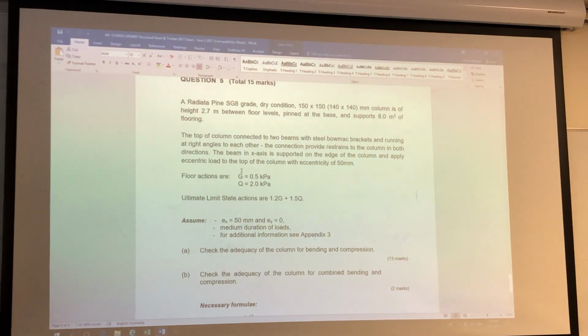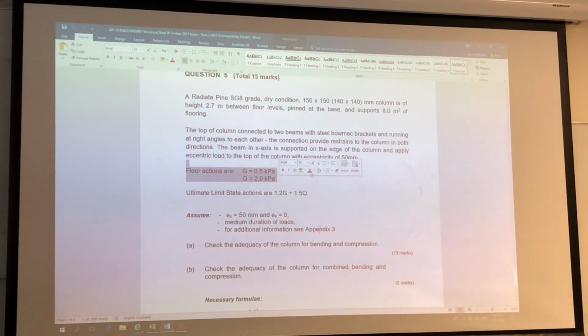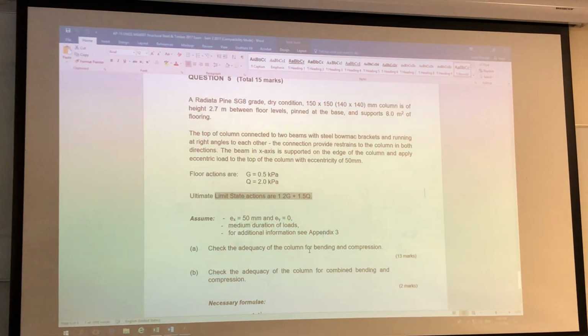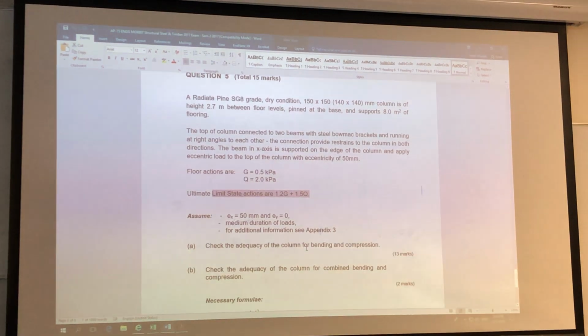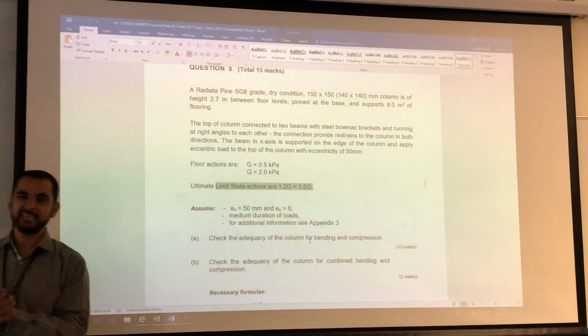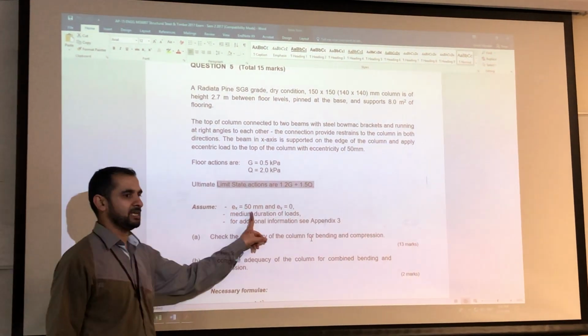So you can see here, G is 0.5 kPa and Q is equal to 2 kPa. All you have to do, 1.2 G, just find out the load, what is that load. Then the tricky part in this one is, there is an eccentricity, exactly the same example we did in class. So there is an eccentricity of 50 millimeter.